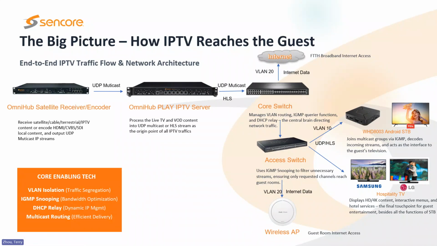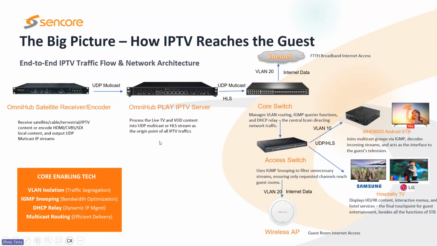We can use one device to achieve all the conversion. So before the content can be streamed properly to the TV set or to the Android set-top box, all the content will be converted to a UDP multicast stream first.